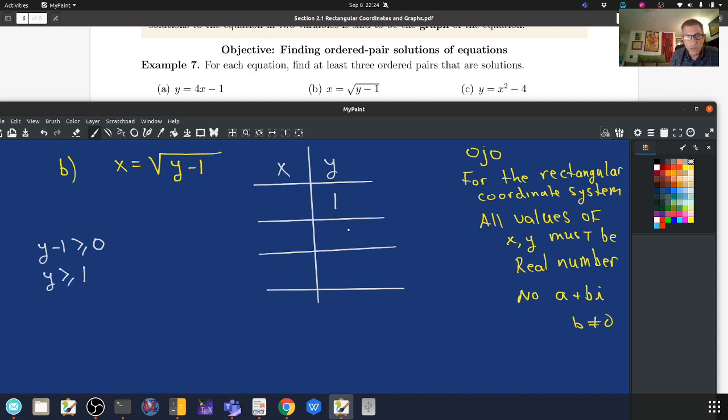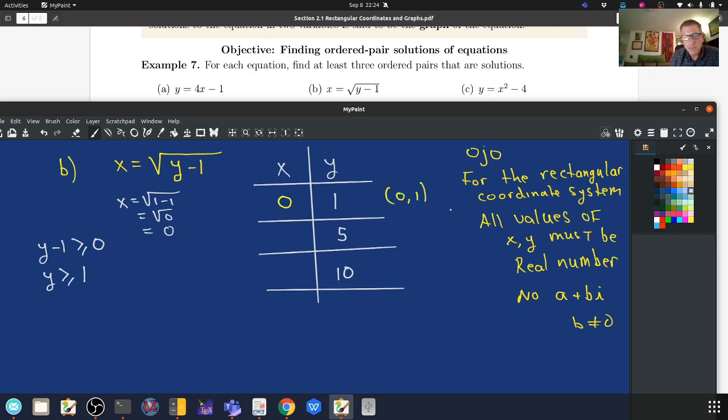Let's just do 1. And I want to be able to plot this, so I'm going to choose 5, and then I'm going to choose 10. Let's see if you can figure out why I chose 1, 5, and 10. So let's do the first one. The square root of 1 minus 1 is the square root of 0, which is equal to 0. So I discovered that x is equal to 0, and I have one ordered pair solution, 0 and 1.